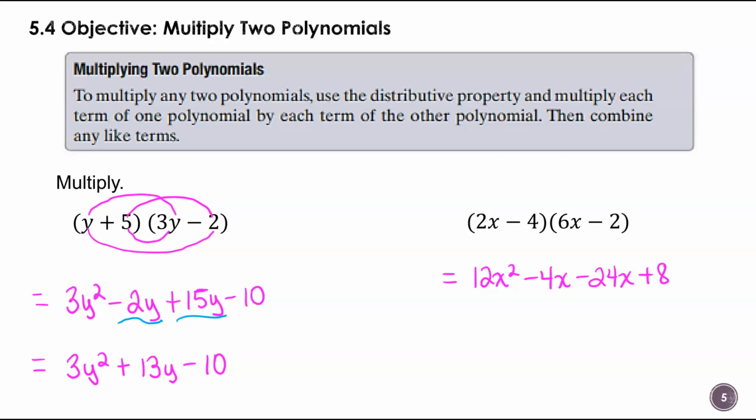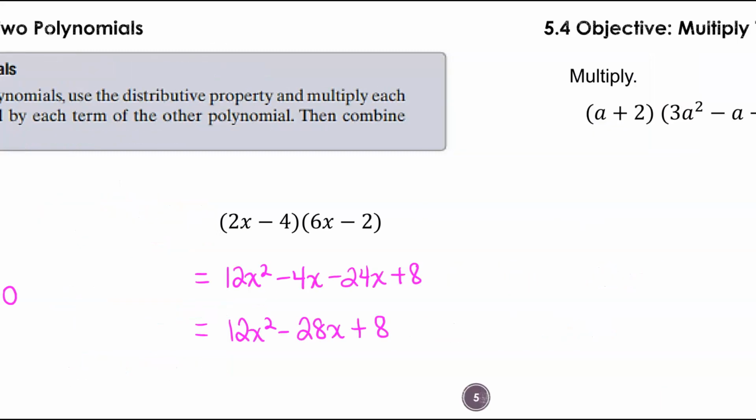And then, of course, we do have like terms, negative 4x and negative 24x. So 12x squared minus 28x plus 8. So you want to be sure and finish. Don't stop too soon. And also make sure that you practice this order because that helps you as you work your way through this section.